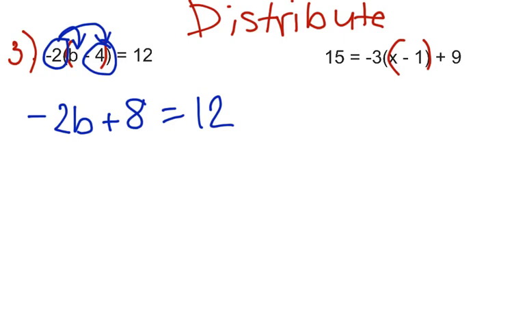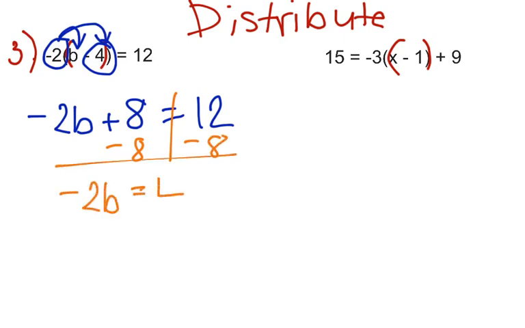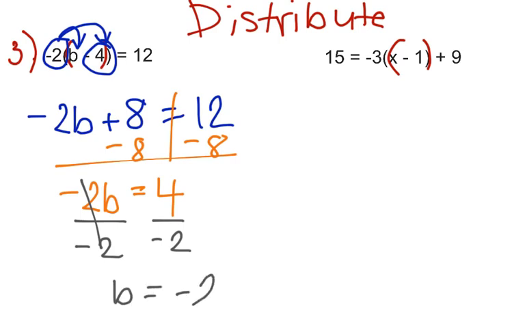We're going to undo the addition first. So I'm going to subtract 8 from both sides of the equal sign. That leaves me with negative 2b equals 4. And now to isolate the variable, I'm going to divide both sides by negative 2. Remember, a positive divided by a negative is a negative number, so b is equal to negative 2.